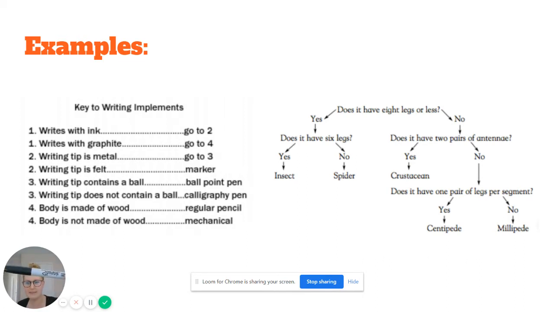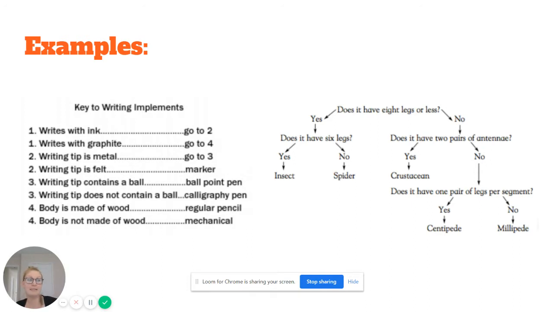I have this writing utensil, which might be familiar to some of you. I'm going to try to use this dichotomous key, use this method to figure out what this is. Imagining I just found this out in nature, or I found this on someone's desk and I didn't know what it was. So the first question, which is labeled there as number 1, says writes with ink or writes with graphite. So this writes with ink. So it tells me I need to go to step number 2. Step number 2 says the writing tip is metal or the writing tip is felt, and this has a felt tip. So I'm classifying it as a marker.